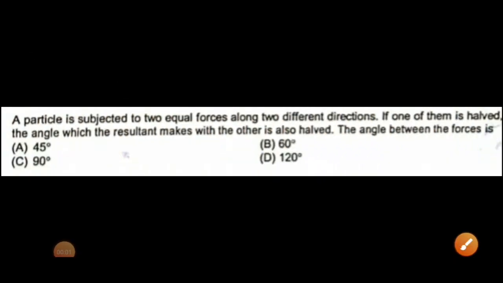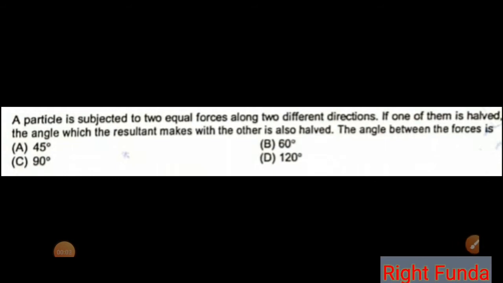An interesting question. A particle is subjected to two equal forces along two different directions. If one of them is made half, the angle which the resultant makes with the other is also halved. The angle between the forces is equal to how much?